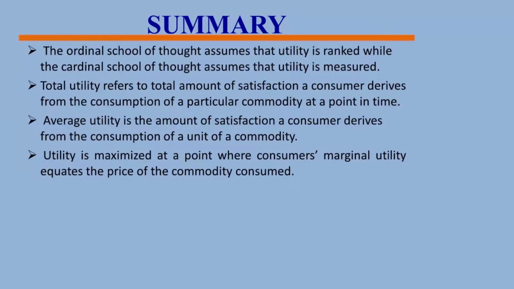Furthermore, we learnt that the ordinal school of thought assumes that utility is ranked, while the cardinal school of thought assumes that utility is measured. We also learnt that total utility refers to the total amount of satisfaction a consumer derives from the consumption of a particular commodity at a point in time. Next, we learnt that average utility is the amount of satisfaction a consumer derives from the consumption of a unit of a commodity. And lastly, we learnt that utility is maximized at the point where the consumer's marginal utility equates the price of the commodity consumed.